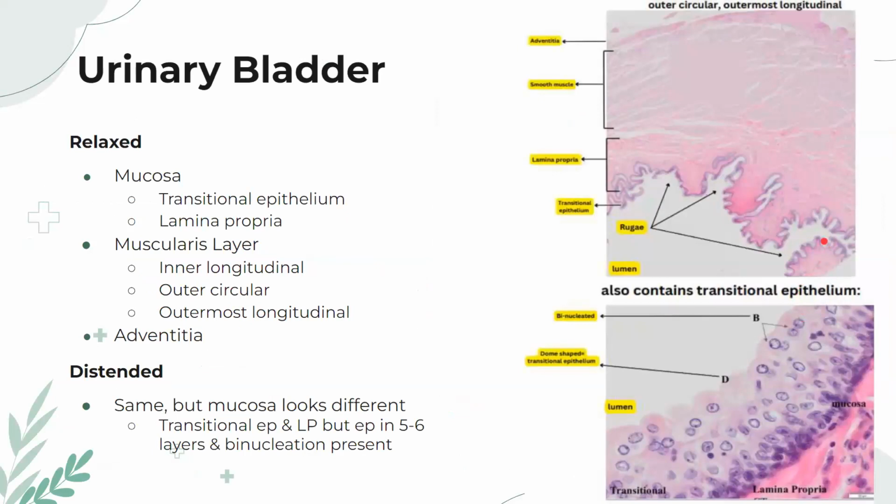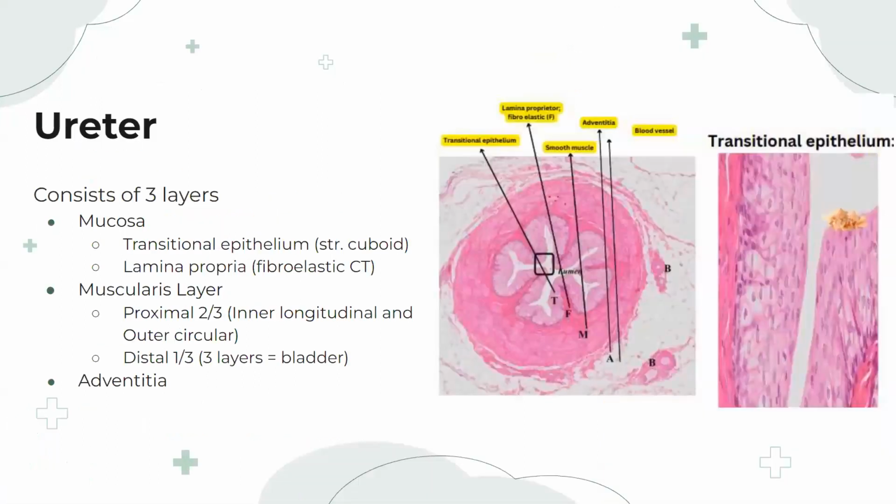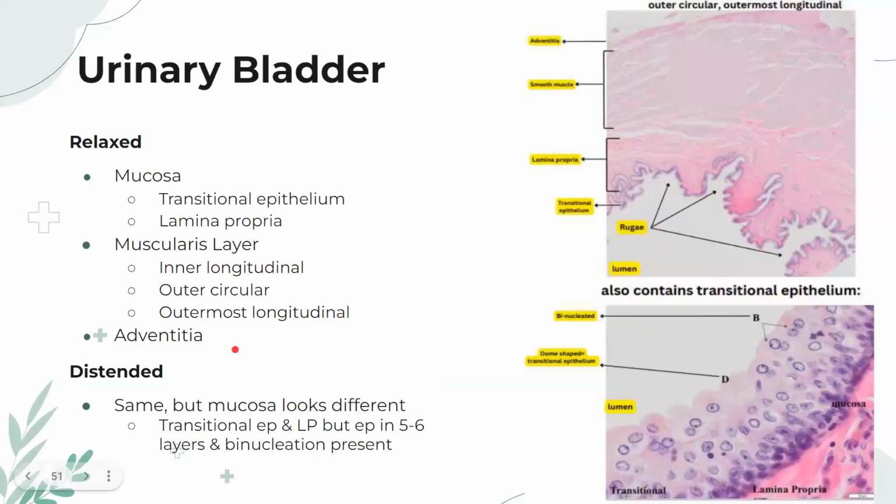Okay, moving on to the bladder. It once again has the same basic three layers of mucosa, muscularis layer, and adventitia. But unlike the last one, where we had inner longitudinal and outer circular, we now have an outermost longitudinal layer. So it's kind of like a sandwich: inner longitudinal, outer circular, outermost longitudinal. In between the two longitudinal ones, you have one circular muscular layer.